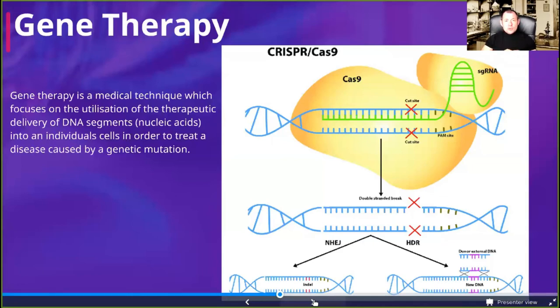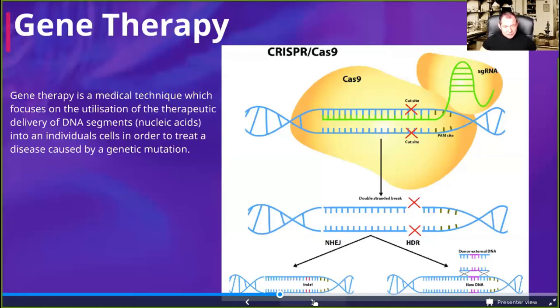CRISPR-Cas9 will be used to improve longevity, reduce the likelihood of Alzheimer's disease, Parkinson's disease, cancer, so many other diseases. Increasing longevity. CRISPR-Cas9 is a revolution. Still in its early stages of development, but in the next few years, we will see it enter the hospitals and clinics. Amazing. And I am completely for this. I am pro gene therapy.